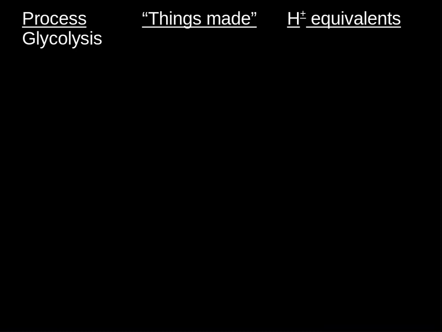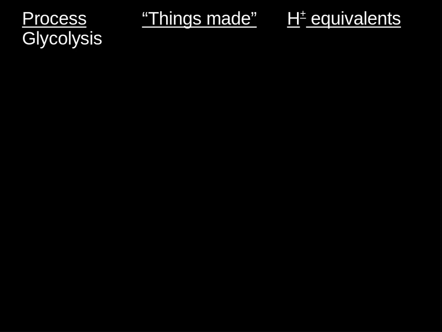So let's start to add some things up here. We're going to talk about the process, the things made, and the proton equivalents. Yes? It's a net 6. That's because you're actually using some of your proton motive force to pump it. Yes? Wait, so then how come that doesn't affect the FADH2? Because the FADH2 is made during the Krebs cycle. The Krebs cycle is happening in the mitochondria. Right.